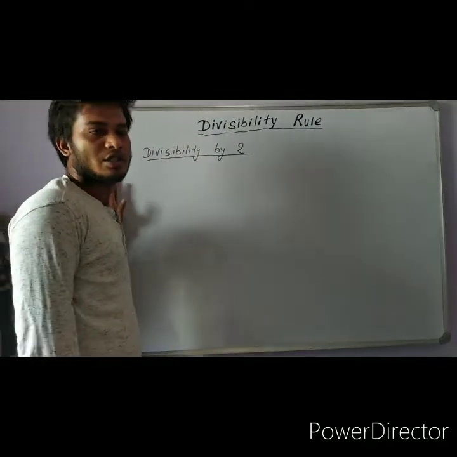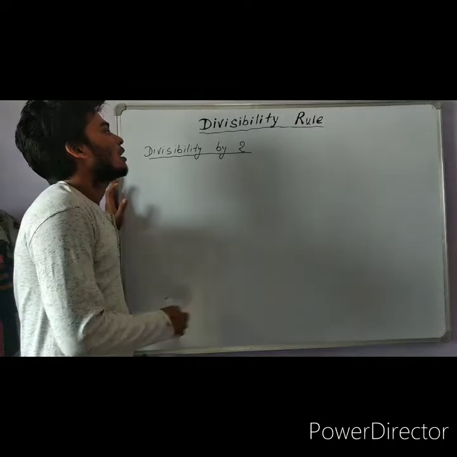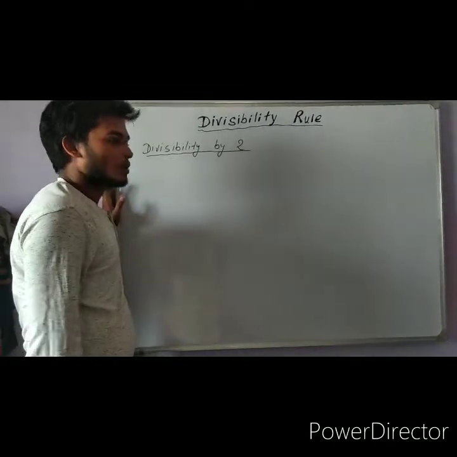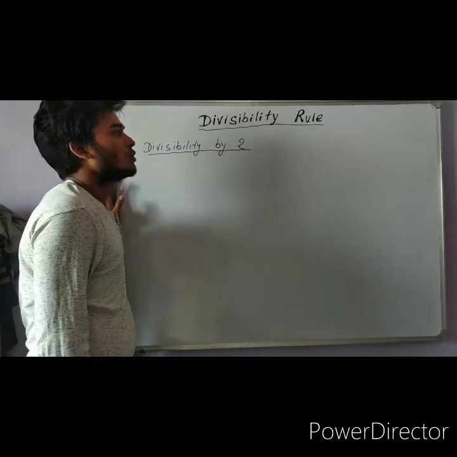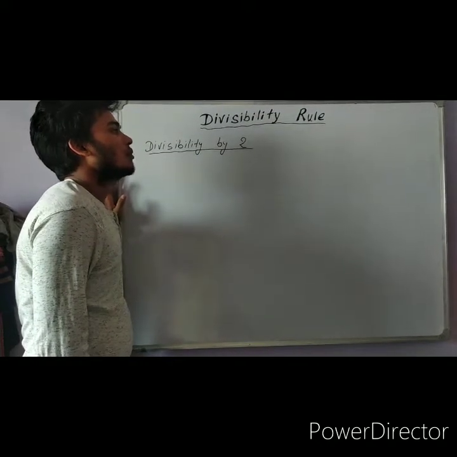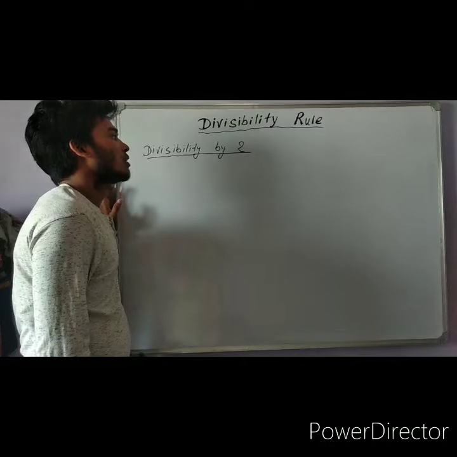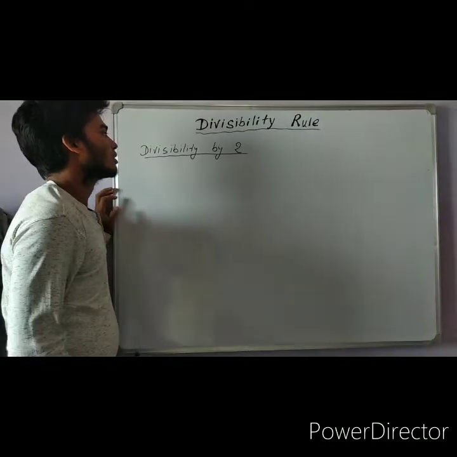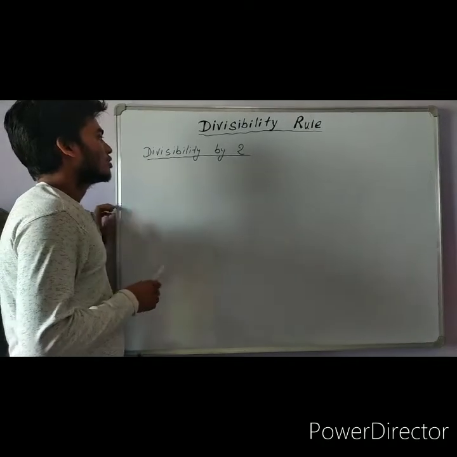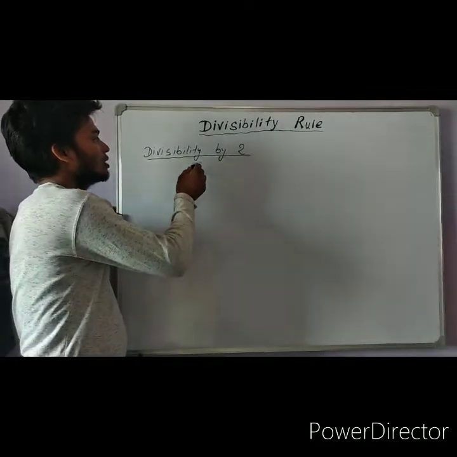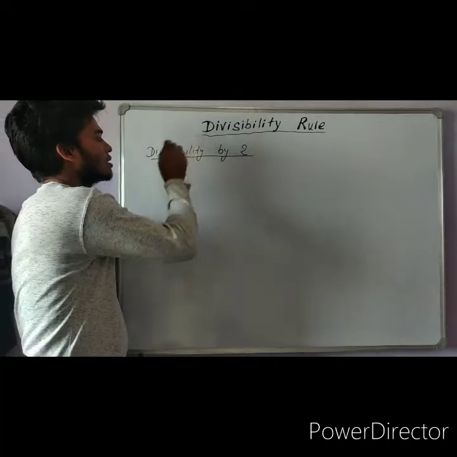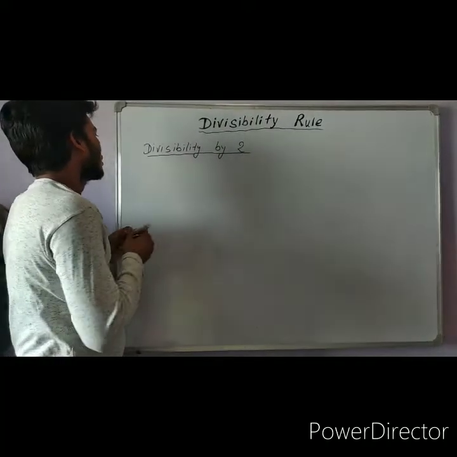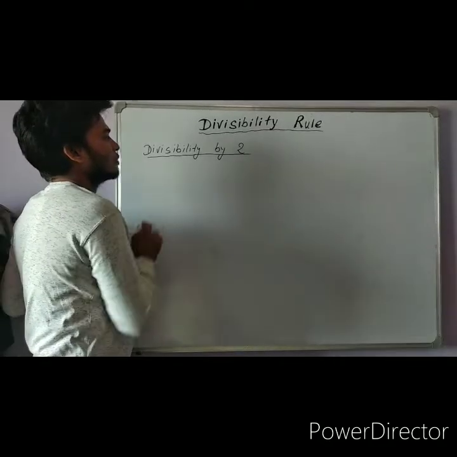Today I am going to teach class 6 and the topic is divisibility rule. Divisibility rule helps us to know directly about any number whether it is divisible by any other number or not. We start divisibility rule by 2 because 1 is the number which divides all numbers. So the first one is divisibility by 2.